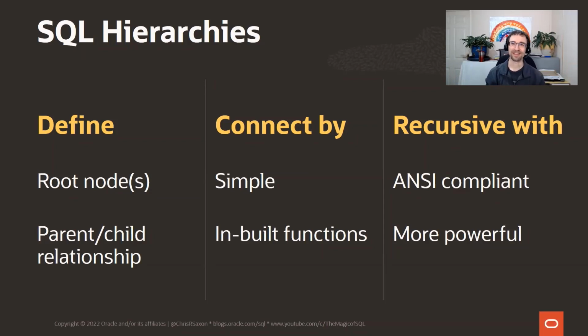But the other thing is some of those things like finding the leaves are a bit more fiddly with recursive with. You have to do a bit more typing, and some of them are just a bit of a faff, frankly. That said, recursive with is more powerful, right? It does give you more options. There are things you cannot do with connect by that you can do with recursive with. Okay, so it's worth bearing that in mind.